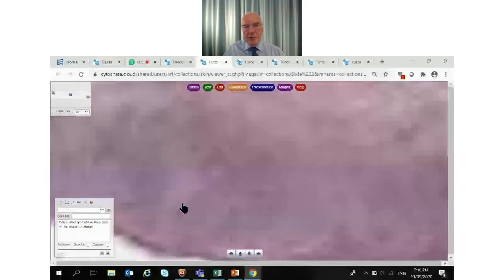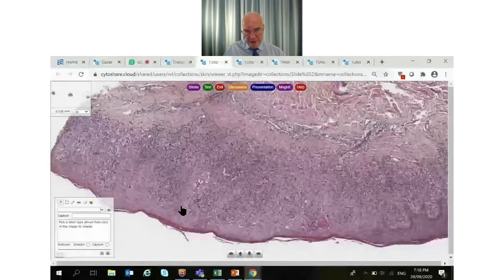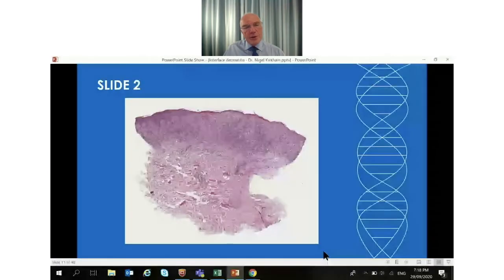If we just go back to low power, you can see how extensive this infiltrate is. Initially, the clinical suspicion was that this was going to be a cutaneous lymphoma. So I'll go back to the presentation now.